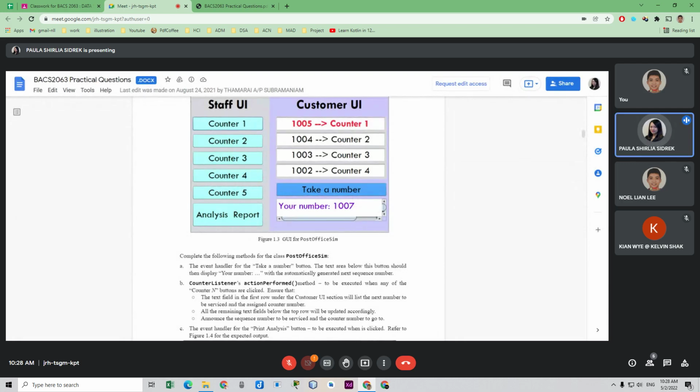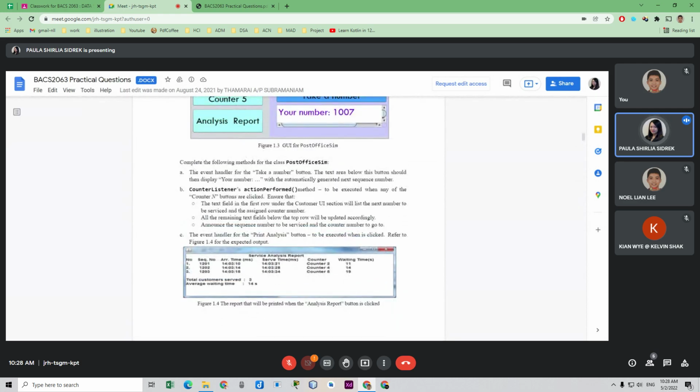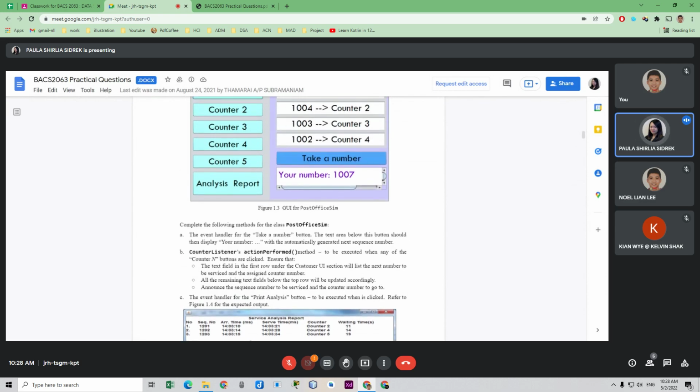Okay, now let's go back here. Counter listener's actionPerformed, yep, that's done. All the remaining text fields below the top row will be updated accordingly. Announce the sequence number to be serviced and the counter number to go to.